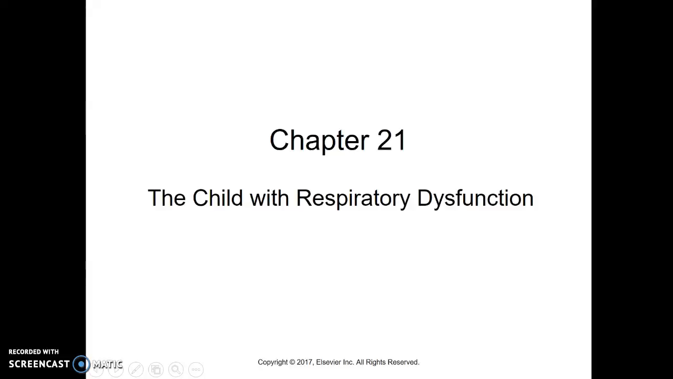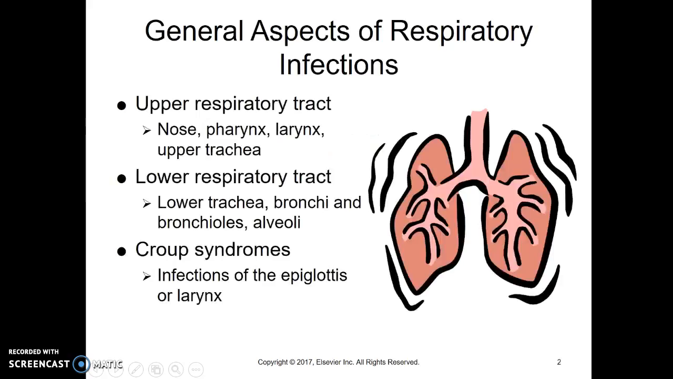This is part 1 of chapter 21, which is the child with respiratory dysfunction. So we're going to look at upper respiratory, lower respiratory, and then croup, which is really in the throat.